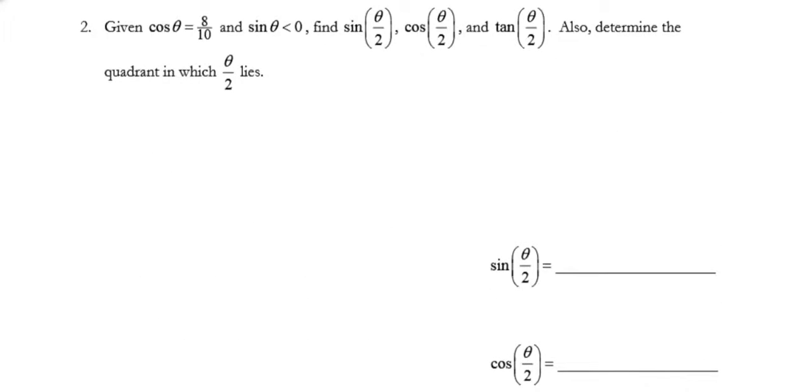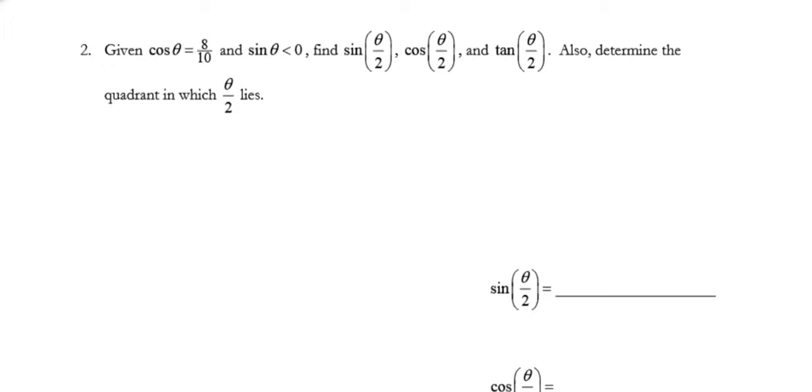We're going to go through on page 10, the first problem, just to lead you through an example like this. It says the cosine of theta is 8 over 10. So cosine is positive, sine is negative. So that means we're in quadrant 4.